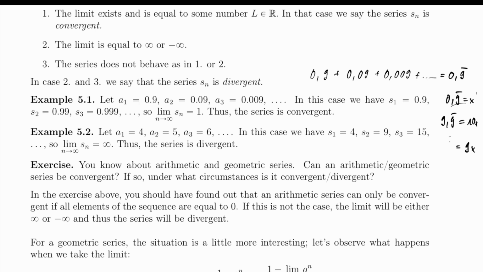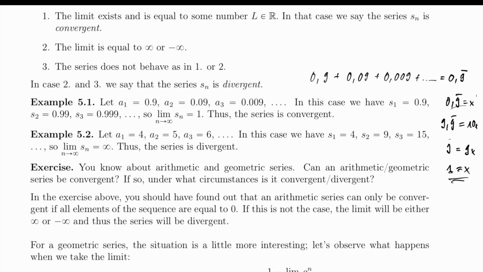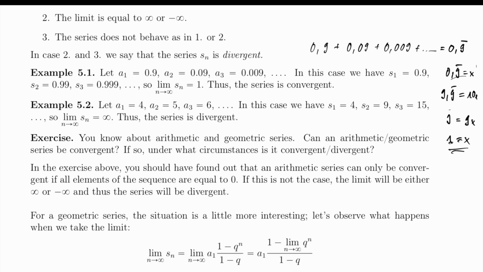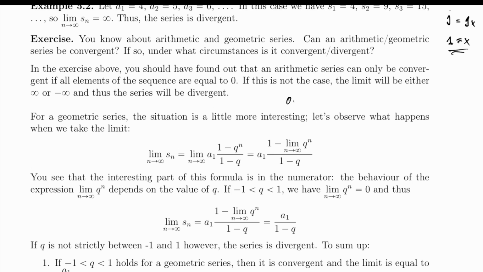Well, that's just 9, so 9x is 9, and then x is equal to 1. That's one way to figure out the limit here, or argue that the limit of 0.9 periodic, thus, is 1.